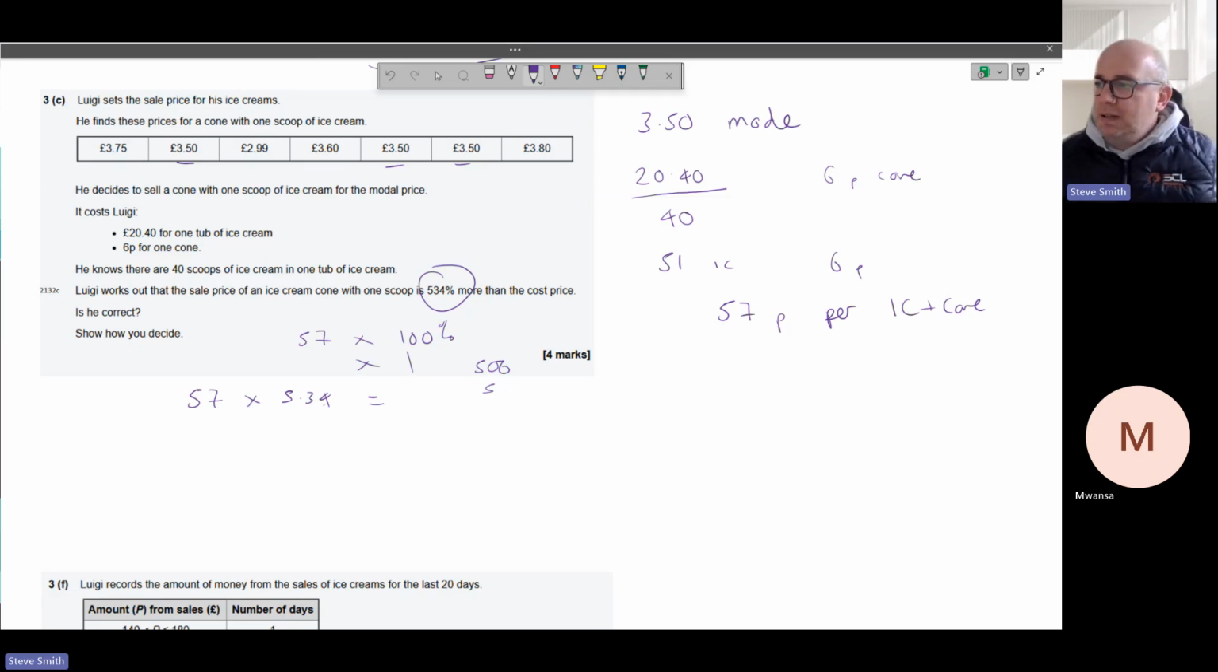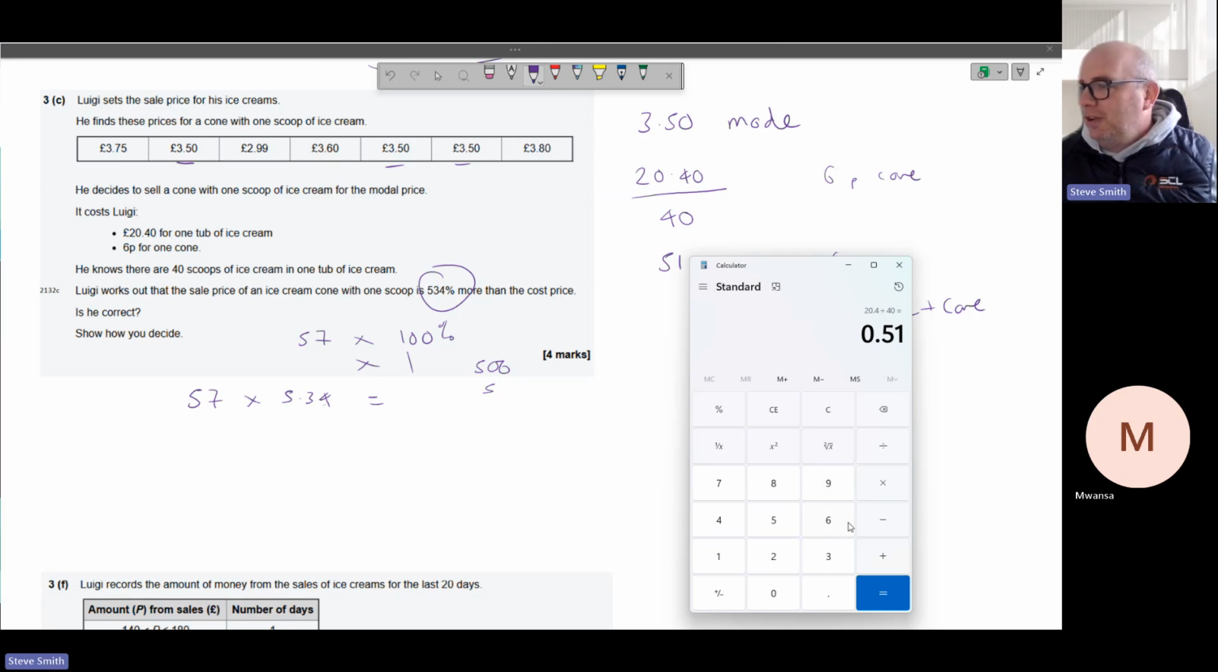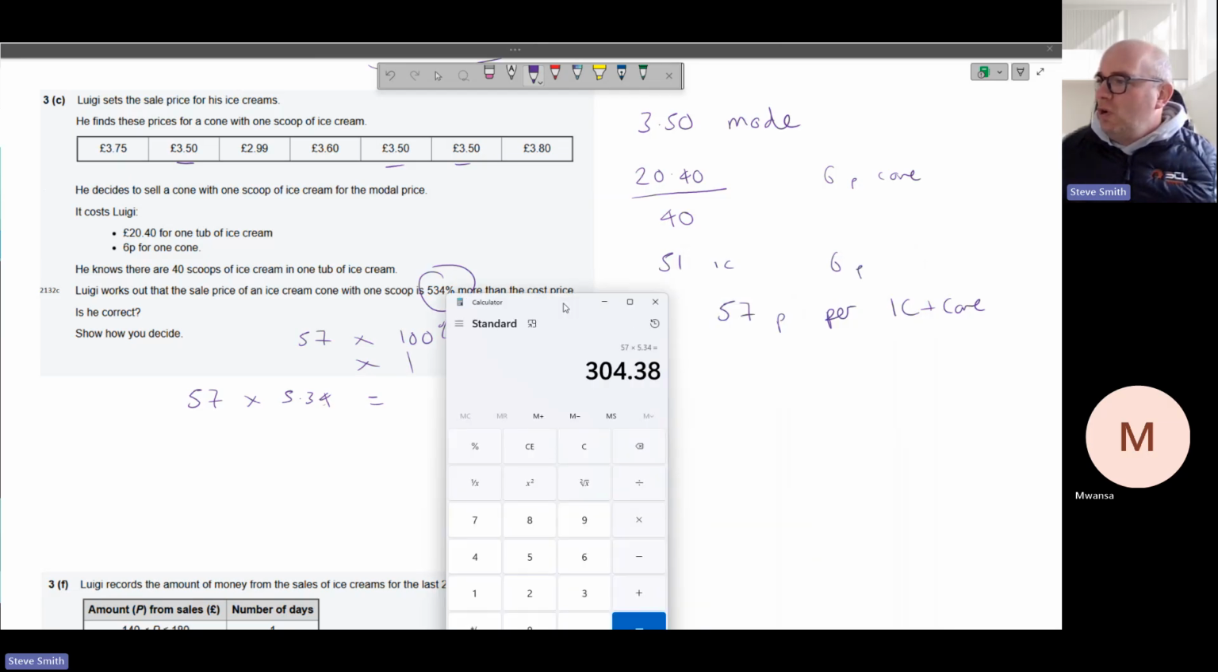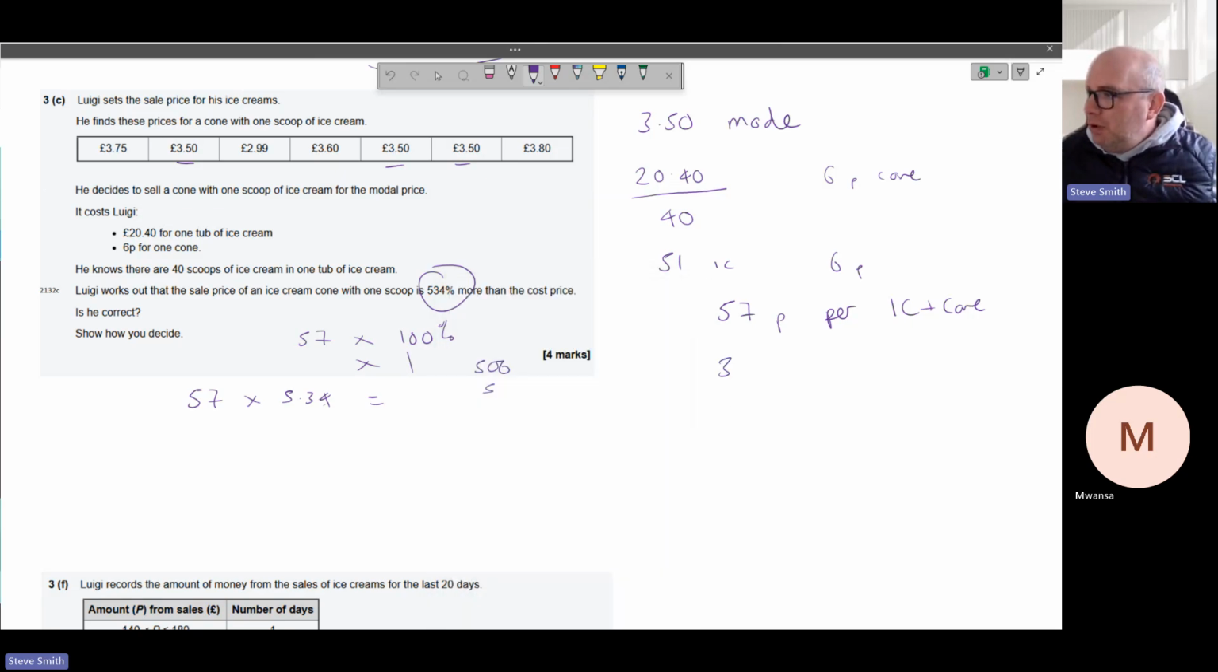So let's see if he's right. Is he making a staggering 534% profit per ice cream? 57, and this is going to be in p, by the way, times by 5.34 equals 304. Have I just done that right? 57 times by 5.34. Yeah, okay. So each ice cream is going to be 304.38. So that becomes £3.0438.